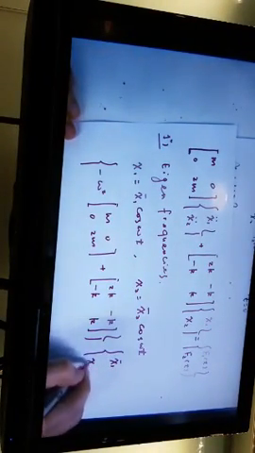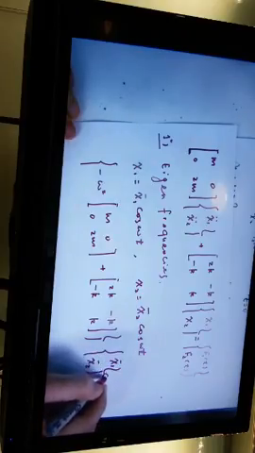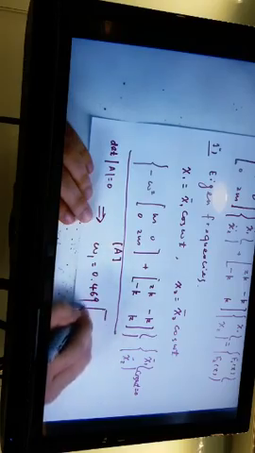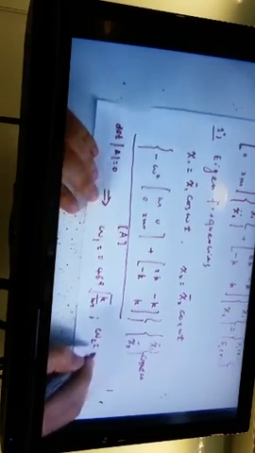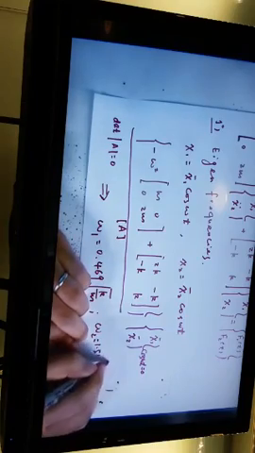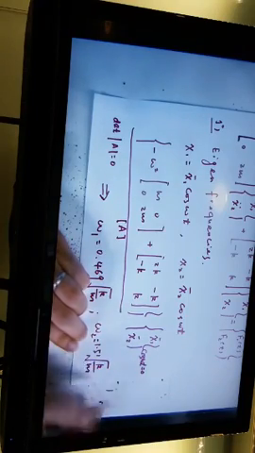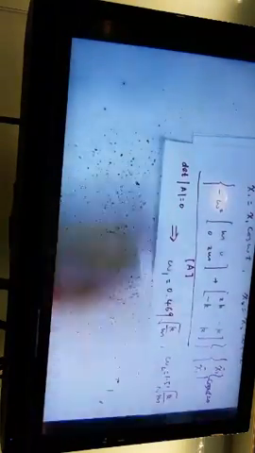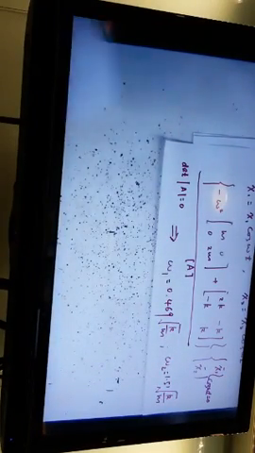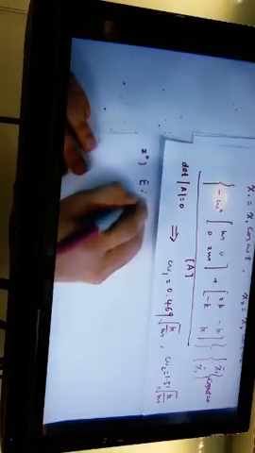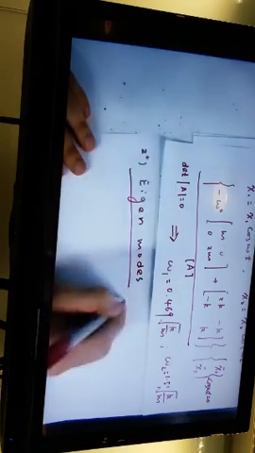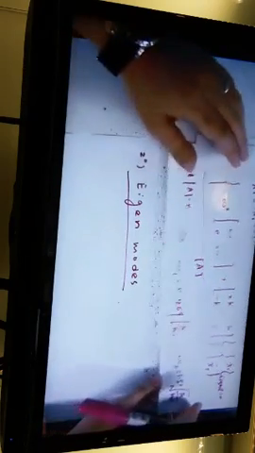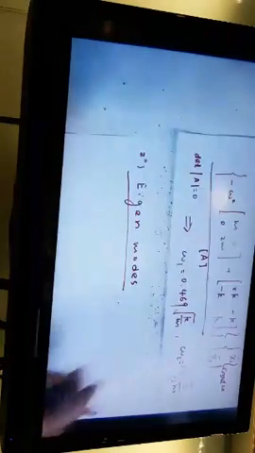x1 bar, x2 bar, cosine, and omega 2. So you have two eigenfrequencies. Second step, figure out what is the eigenmode. Eigenmodes basically correspond to each eigenfrequency, you need to figure out what is the eigenvector of that A matrix.